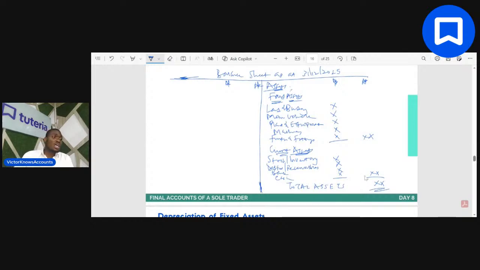Don't forget, if we are using accounting information, your capital plus liability equals asset. If asset is here, then it means that on the other side we have what? Our capital and liability. So let's come here. We say capital X, add net profit. We add it. Now you have to learn something. It is called drawings.